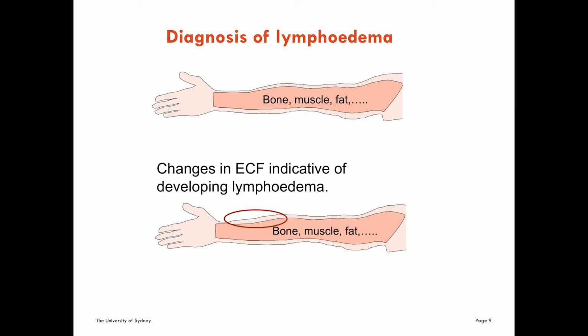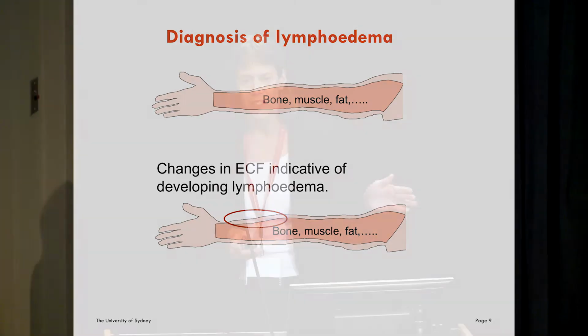So we're interested in the earliest changes. Theoretically, there's no good RCT yet to show that if you intervene right at that very beginning, that you perhaps can change the course. But that's what we're trying to do. That's where we want to be. So we're looking to identify the earliest point.